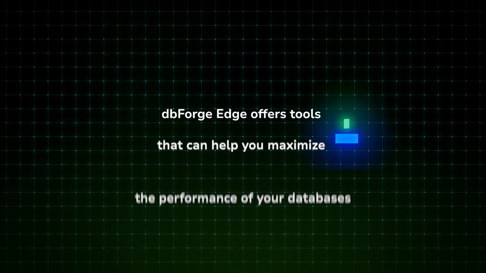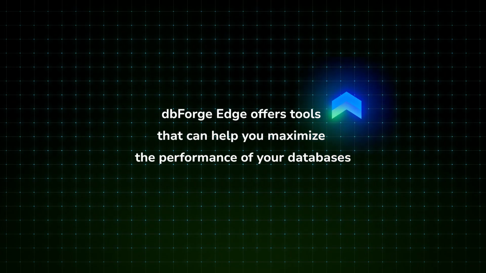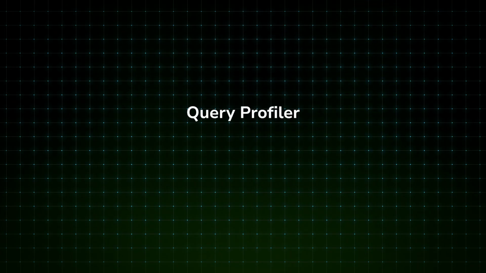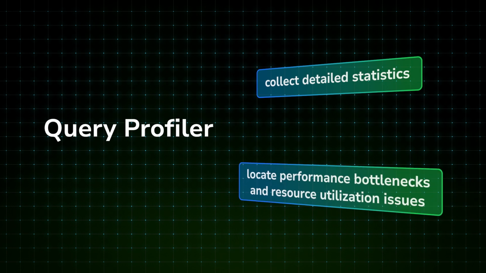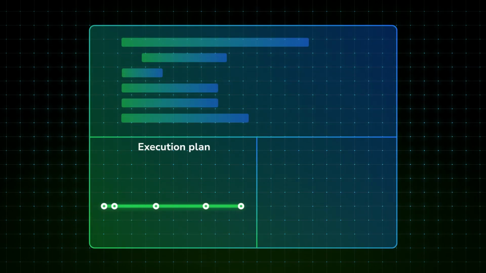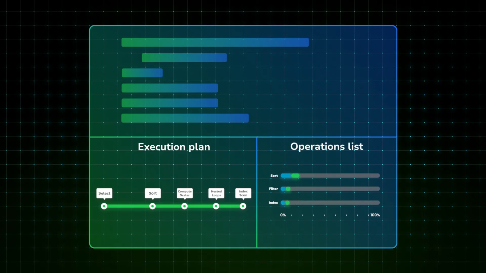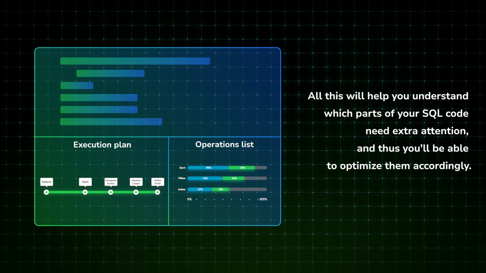dbForge Edge offers tools that can help you maximize the performance of your database. For instance, Query Profiler, which helps you collect detailed statistics about executed queries, locate performance bottlenecks and resource utilization issues, and address them. The profiler's most notable features include the execution plan, which helps you see the efficiency of your queries and identify nodes with slow execution, and Top Operations List, which gives a full overview of the most resource and time-consuming operations on the server. All of this will help you understand which parts of your SQL code need extra attention, and thus you'll be able to optimize them accordingly.